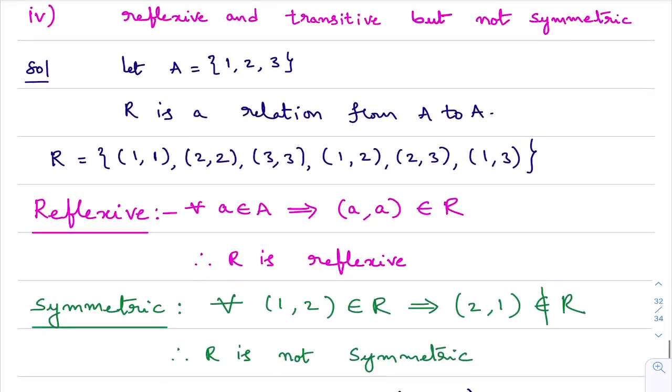When it is not symmetric, giving the answer is very easy. See, (1, 2) belongs to R, but the ordered pair (2, 1) does not belong to the relation. Therefore, the relation R is not symmetric.